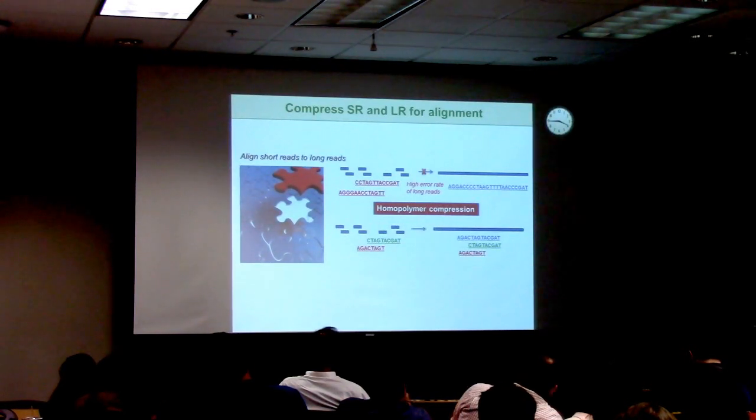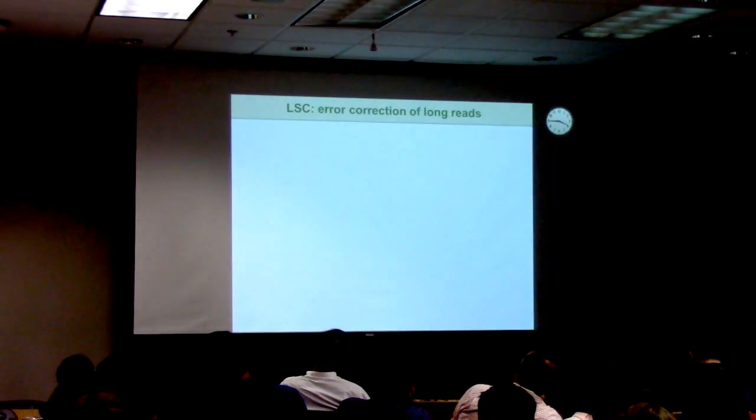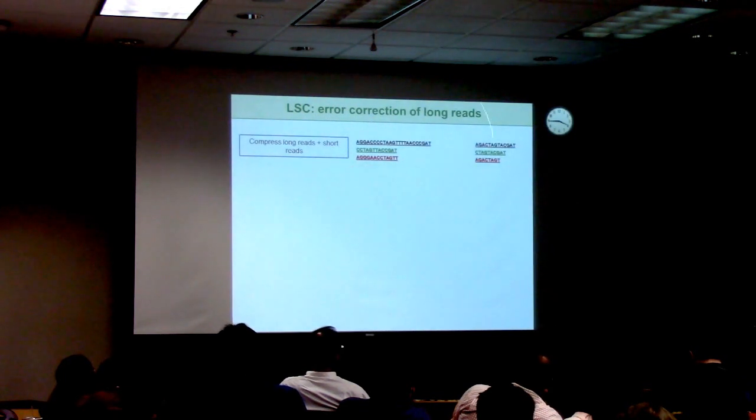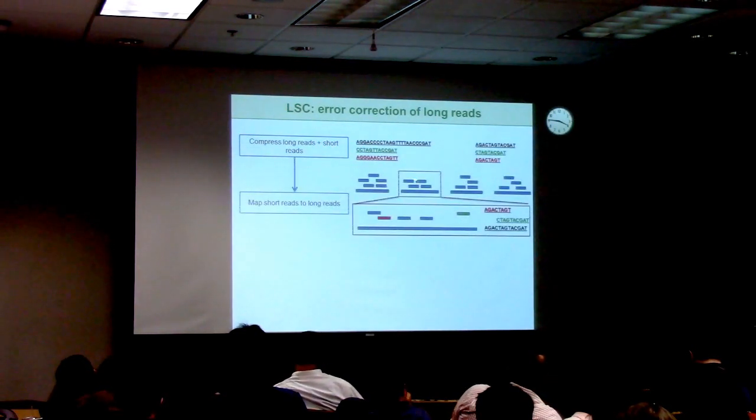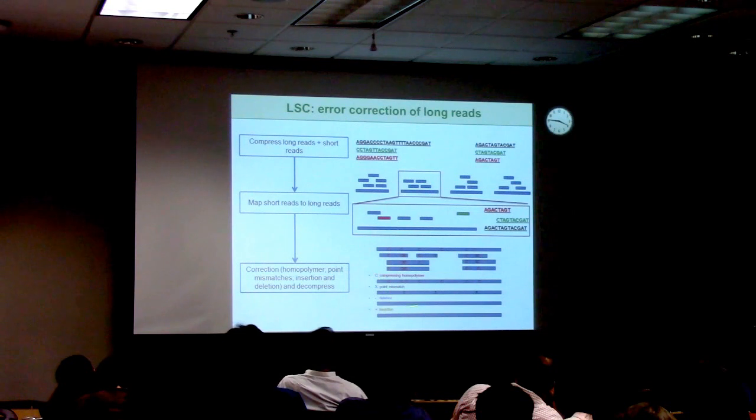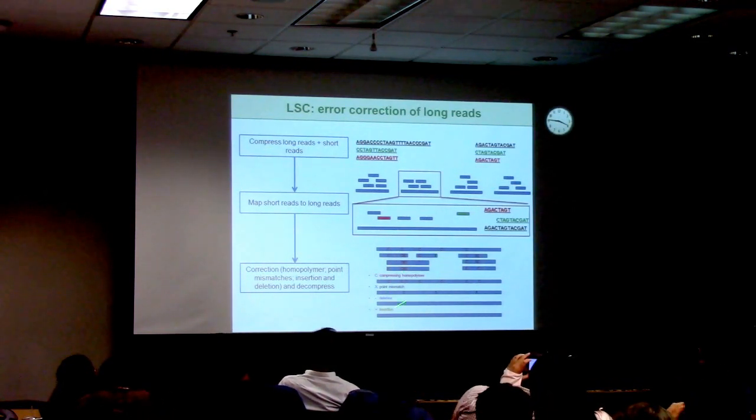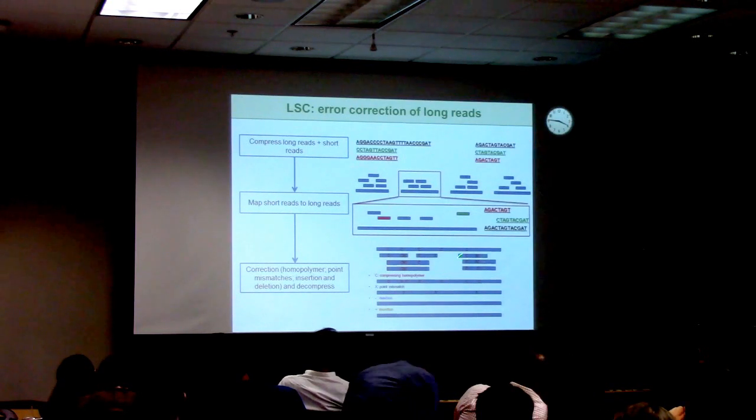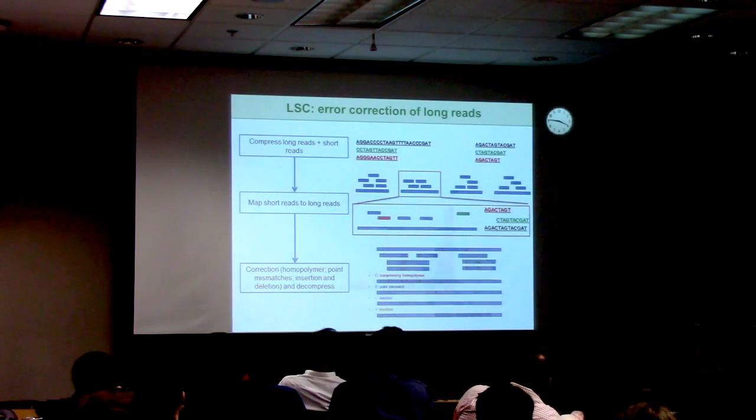Okay, now we can do that. And the next thing would be very simple. Here's the flow chart of LSC. We do the homopolymer compression for long V and short V, and then we align the short V to the long V using Bowtie or BWA, the short V aligner. And then you just generate the consensus of the short V to replace the mismatch between the short V and long V. That's it. Very simple. The most challenging part would be the alignment step.